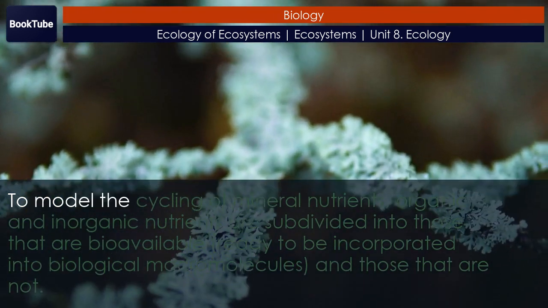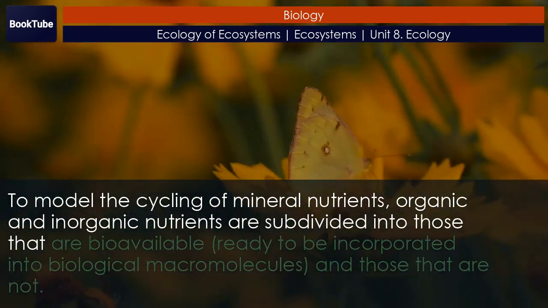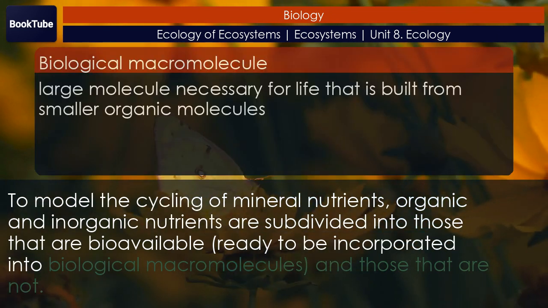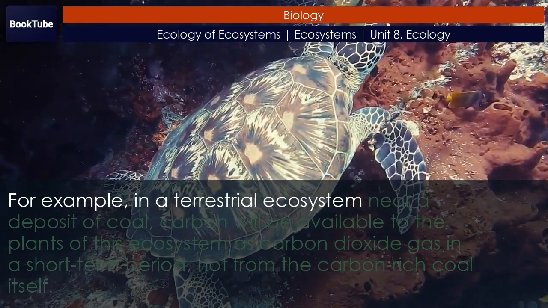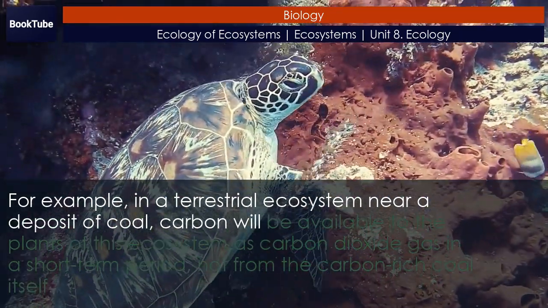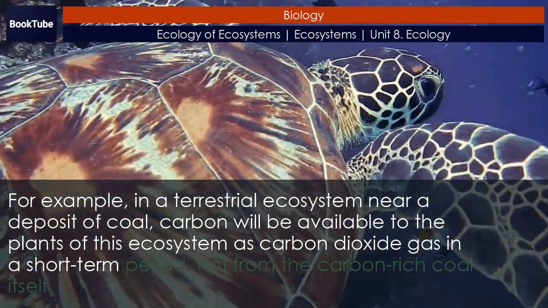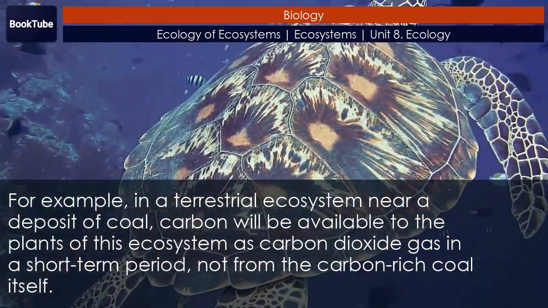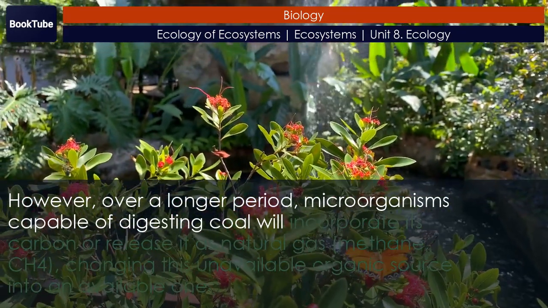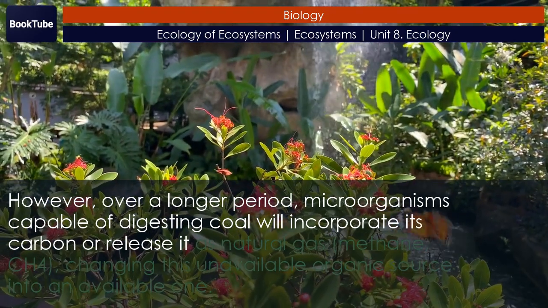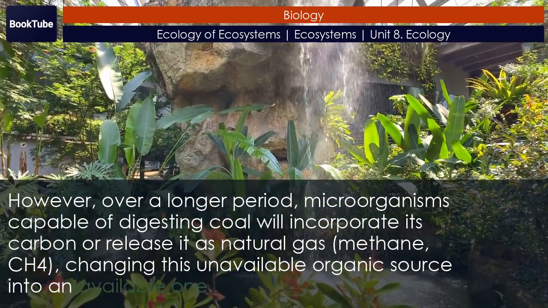To model the cycling of mineral nutrients, organic and inorganic nutrients are subdivided into those that are bioavailable, ready to be incorporated into biological macromolecules, and those that are not. For example, in a terrestrial ecosystem near a deposit of coal, carbon will be available to the plants of this ecosystem as carbon dioxide gas in a short-term period, not from the carbon-rich coal itself. However, over a longer period, microorganisms capable of digesting coal will incorporate its carbon or release it as natural gas, methane, CH4, changing this unavailable organic source into an available one.